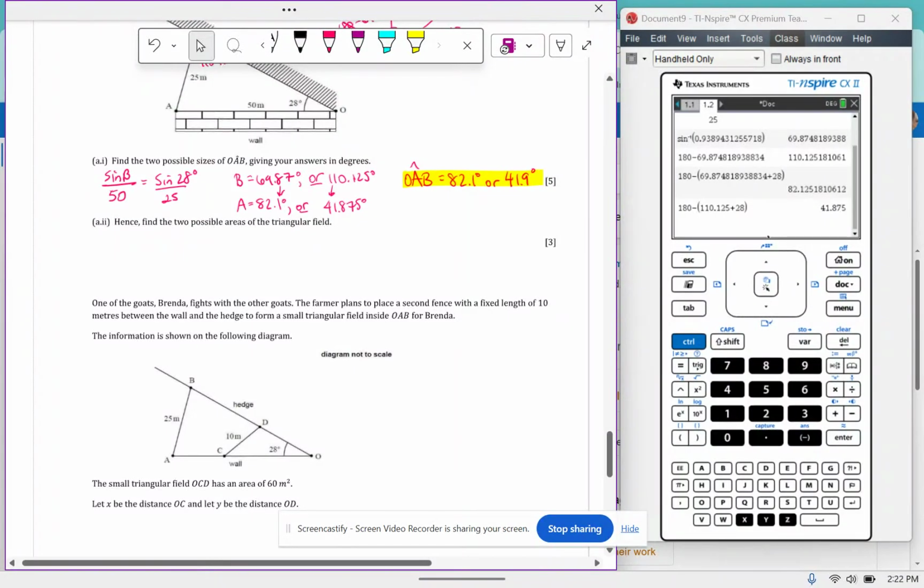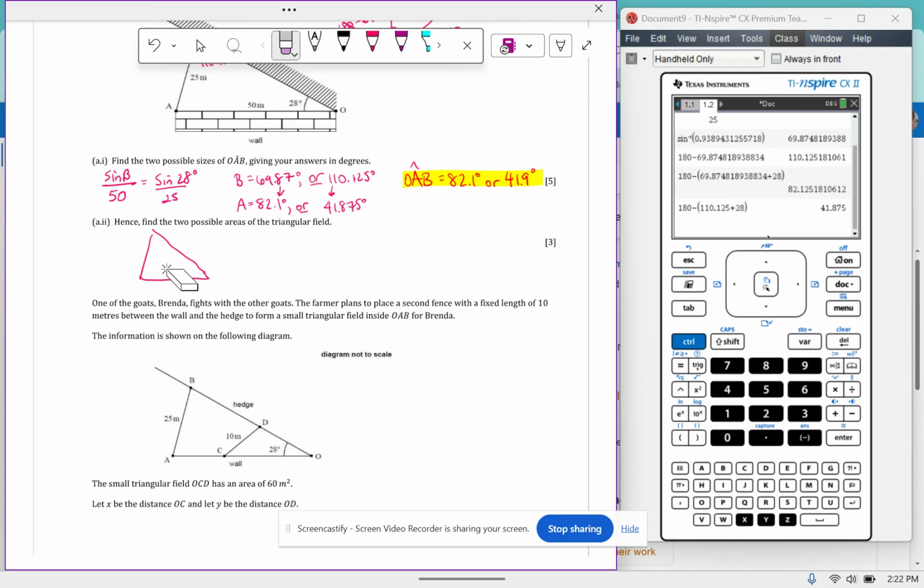Next, find the two possible areas of the triangular field. The two areas are going to come from having a different included angle, right? So I've got one triangle that looks like this, where we have 82.1. Oh, sorry, that was not for B.